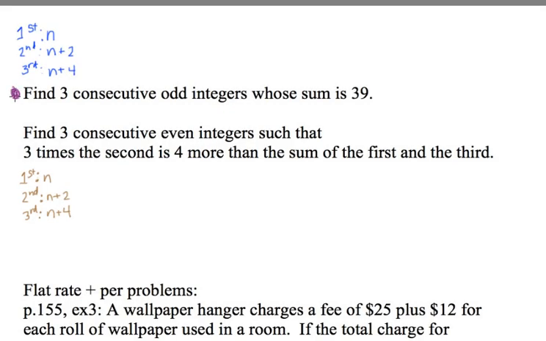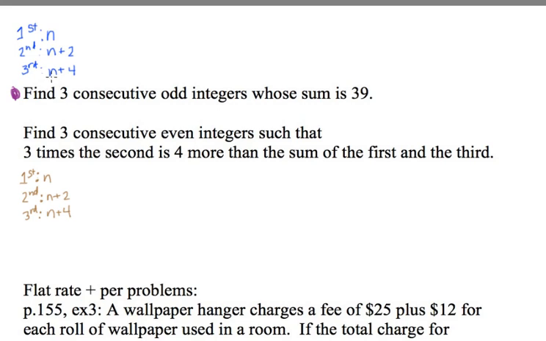We'll work on this problem now. Find 3 consecutive odd integers whose sum is 39. I think I put this on the wrong page, so I'll do my work above the problem. The first thing is, when you're dealing with consecutive odd or even integers, your first one will be n, your second one will be n plus 2, and your third one will be n plus 4. See part 1 for explanation on this.